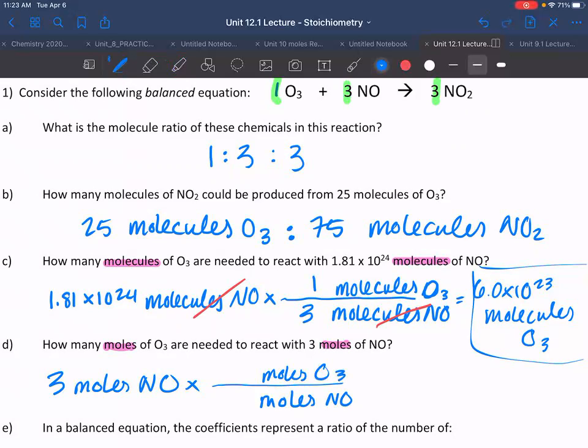And then we just go back to the equation, look at the coefficients. Well, there's 1 mole of O3 for every 3 moles of NO. 3 times the third is just equal to 1. So we find 1 mole of O3.